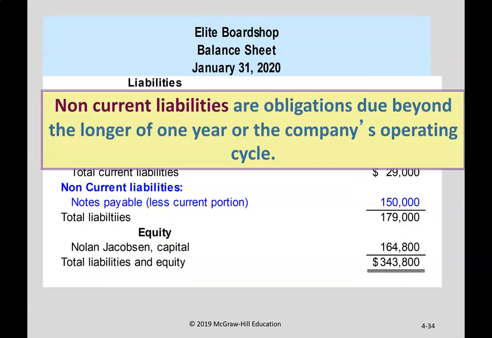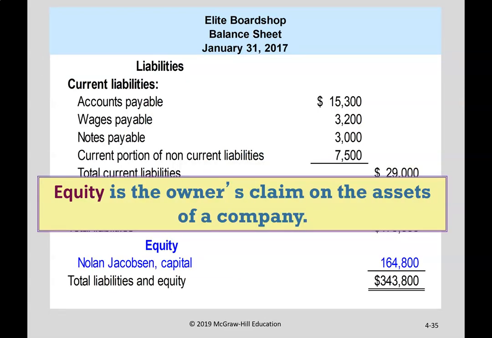Our non-current liabilities are obligations due beyond the longer of 1 year or the company's operating cycle. So this is basically anything that will come due past the first 12 months. So it's not included in the first 12 months, it's just longer, so they're further away. Equity is the owner's claim on the assets of a company.